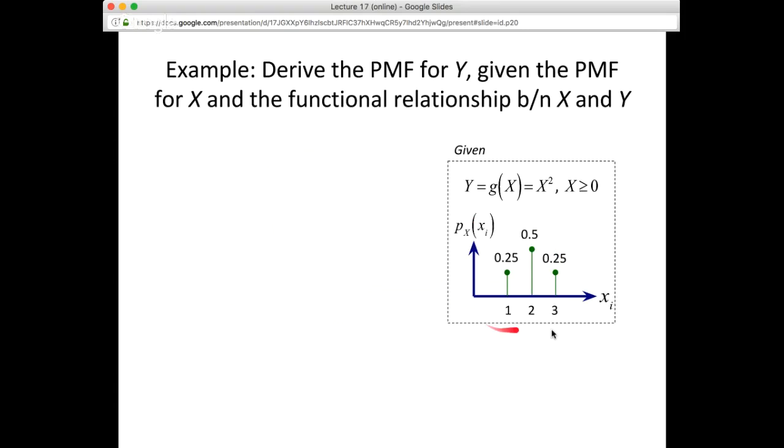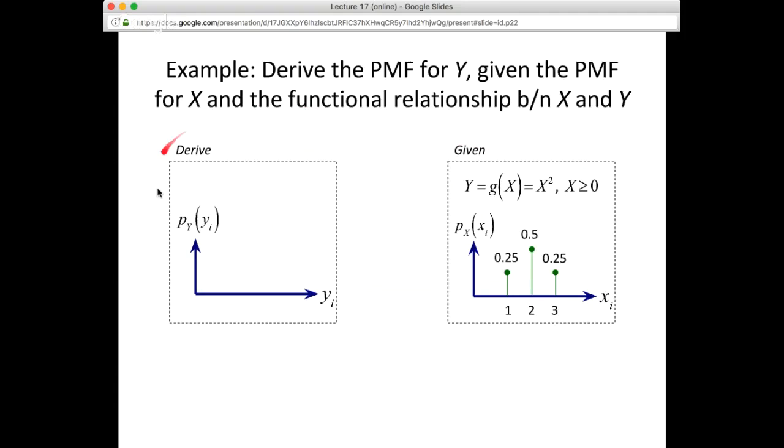So that's the PMF for the random variable x. We're also given a functional relationship between a new random variable y and this old random variable x. Basically, y is equal to x squared, and we're also restricting ourselves to x, the random variable x, being greater than or equal to 0, which will become important in just a second.